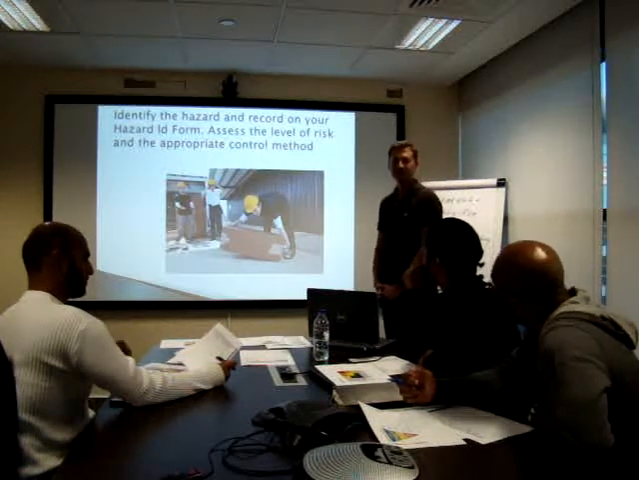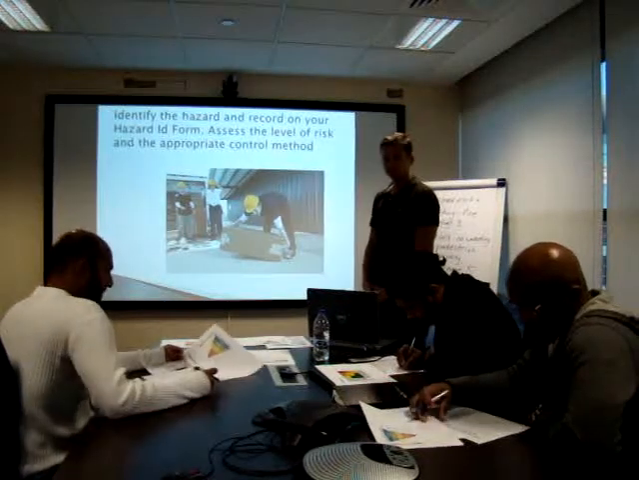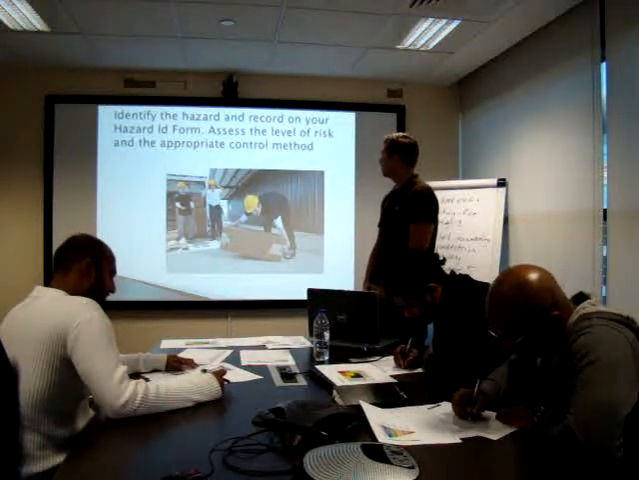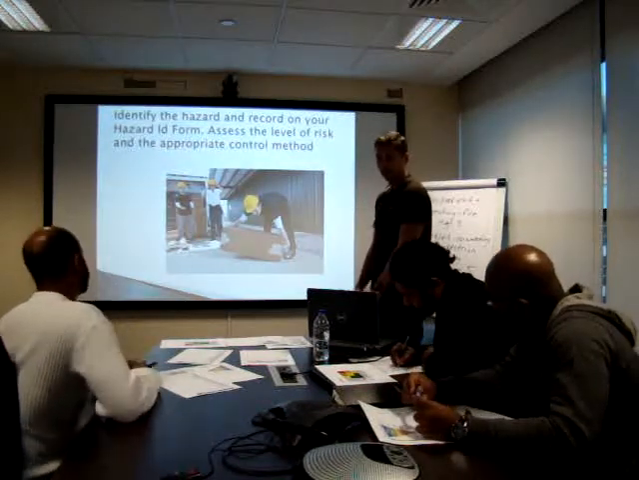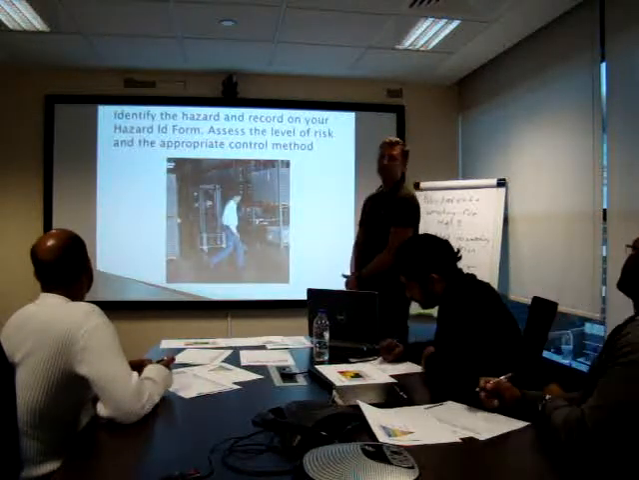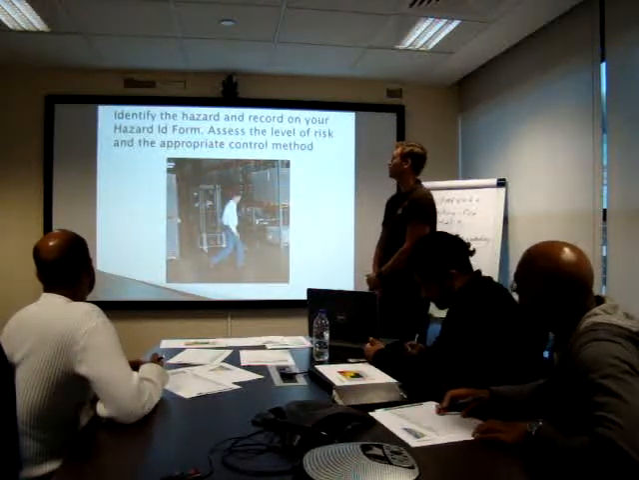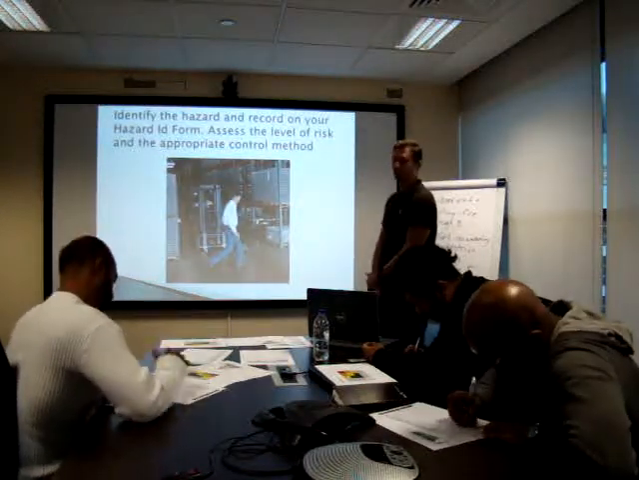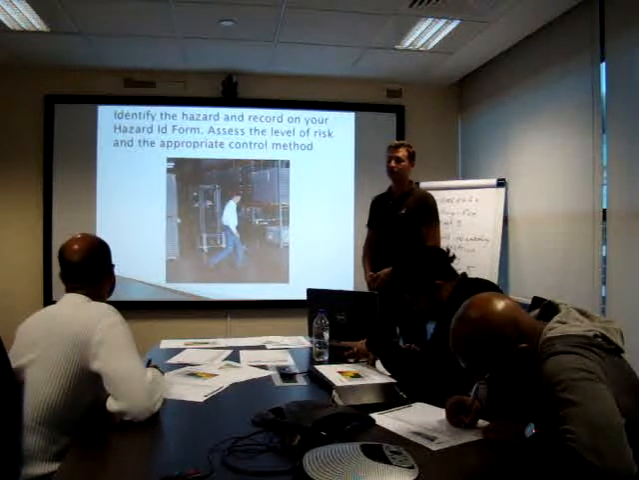Okay, has everyone done that one? Okay, great. So if we finish that one, we're going to do another one now. I'll give you guys another 3 minutes for this one. So it's the same exercise that we did just then. You're going to identify the hazard that you can see here, record it on your hazard ID form, and assess the level of risk and the appropriate control methods for this.